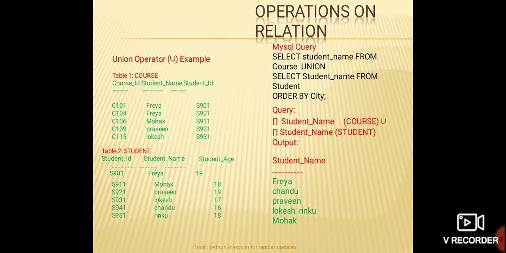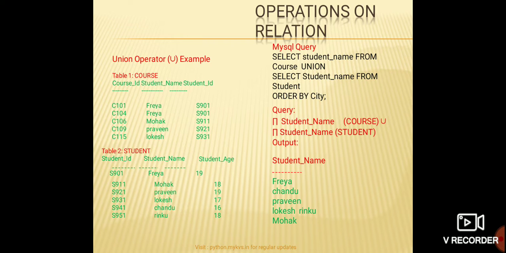If you want to get the data using the union operator, then you will use a MySQL query. So what is the syntax for getting this output? Select student name from course union. We are doing union, or joining the data. So select student name from course union, then select student name from student, order by city. Some data like city is there, and according to that we need to order it.